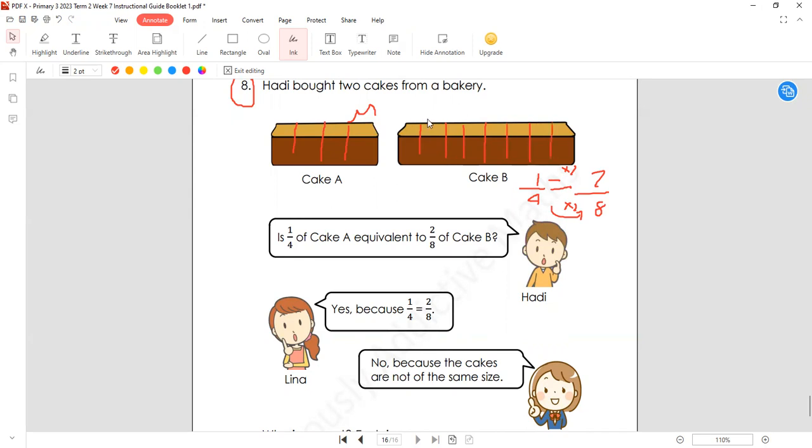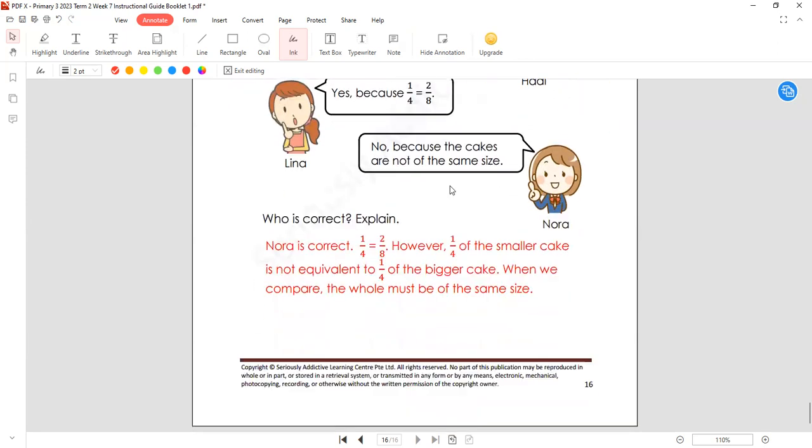Now they should be able to see that 2 out of 8 in this case is bigger than 1 out of 4, right? Because the cake sizes are different. So equivalent fractions apply only when the whole is the same, right? The sizes are the same, then you can make the comparison. And that's it for booklet 1.